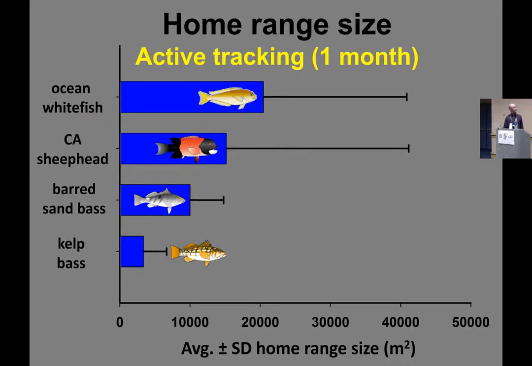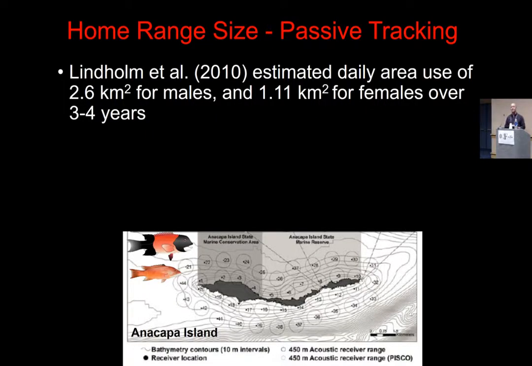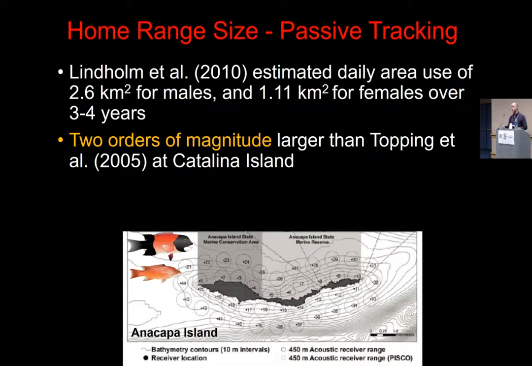A colleague, James Lindholm, and colleagues tagged a bunch of sheephead around Anacapa Island, a neighboring island. Using passive acoustic telemetry, they found that males used larger home ranges than females, but also these were 2 orders of magnitude larger than what we had measured using active tracking at Catalina. So part of this is an artifact of the method, right? We don't know exactly where those fish are, but you're encompassing all those receivers. Chances are you're overestimating to a certain extent.